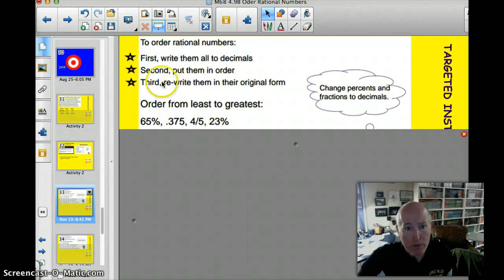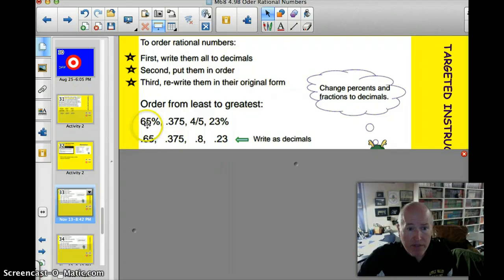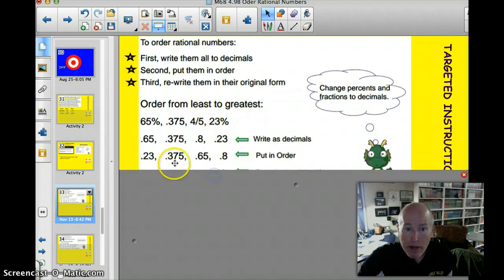So the first thing we do, write them all to decimals. So 65% becomes 0.65. This is a decimal, so it just stays 0.375. 4 divided by 5, or 4/5, is 0.8, and 23%, 0.23. Next, we need to order them. Let's double check. We want them from least to greatest. So we'll go ahead and order these up. Looks like 0.23, 0.37, 0.65, and 0.8.